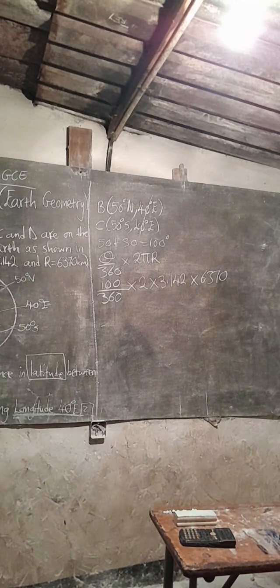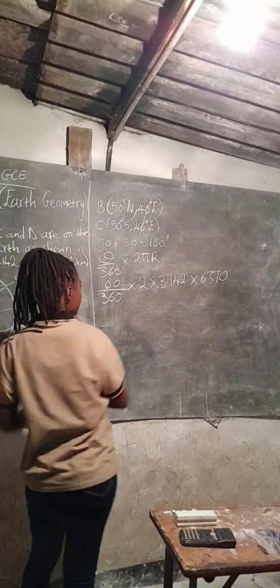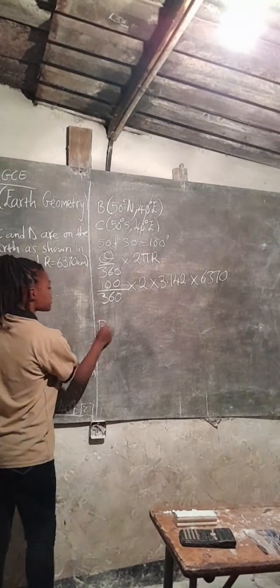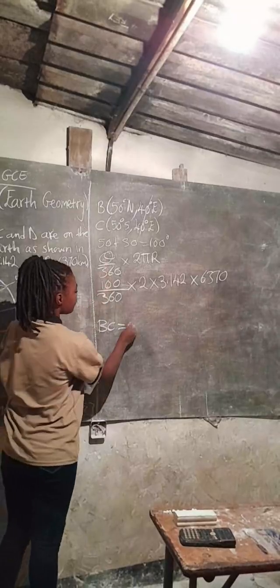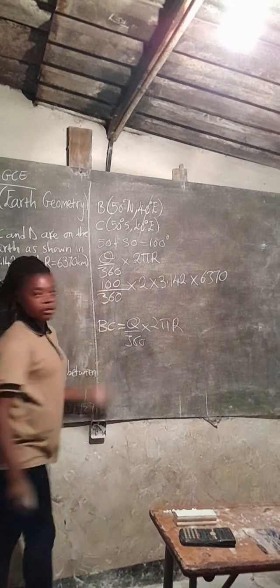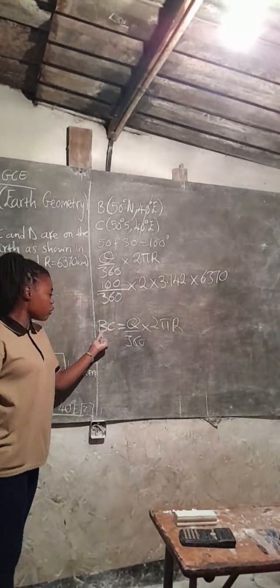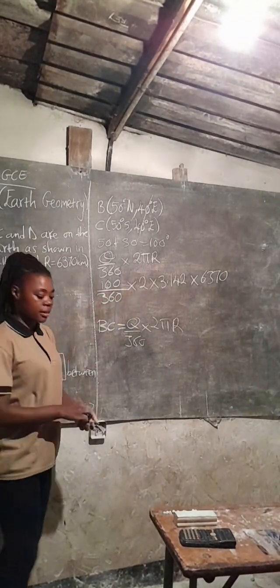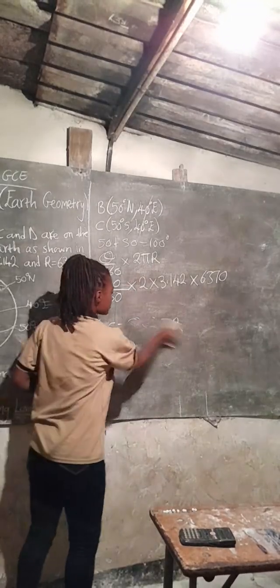Is there no equal sign in distance notation? He's asking about the equal sign. We're calculating distance BC. So if you want to put the equal sign, BC is equal to the same thing that we have written, theta over 360 times 2 pi r. So even here you can write BC is equal to that. Fine. I hope I've answered your question.